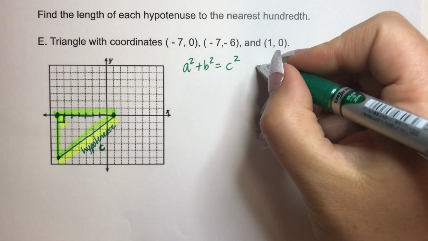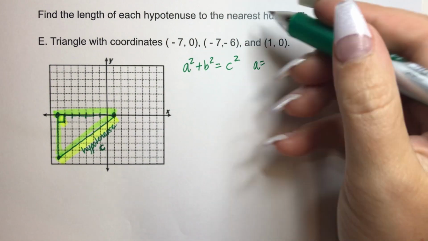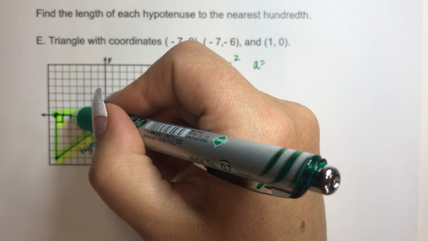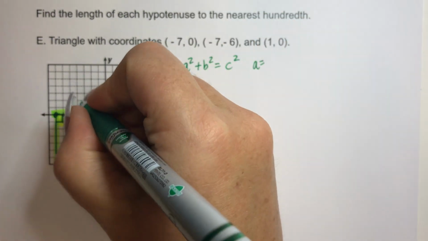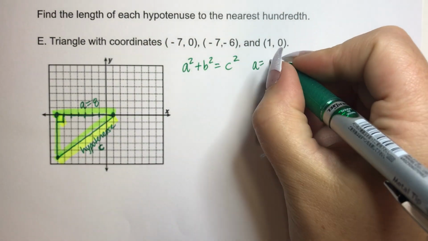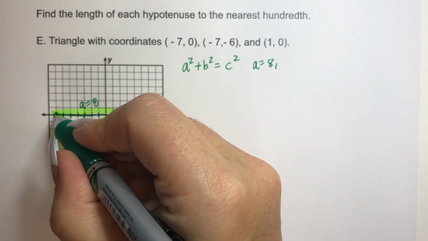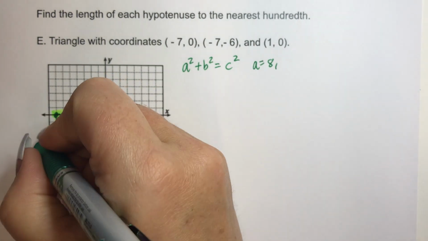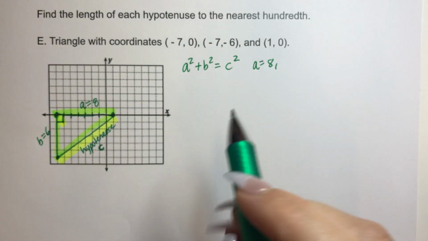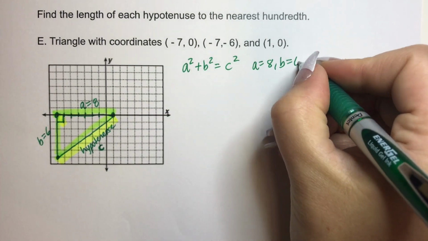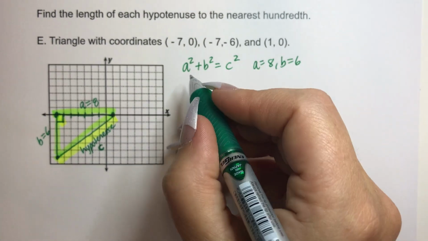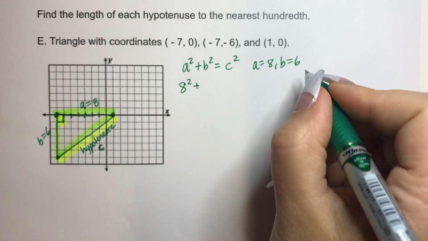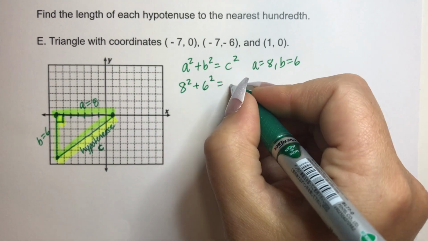So let's go ahead and label our sides. I'm just going to call this side A. So this is 1, 2, 3, 4, 5, 6, 7, 8. So A is equal to 8. And B would be right here. So the side length of this is 1, 2, 3, 4, 5, 6. And it's nice just because you can count. B is equal to 6. All right, we just substitute those values in. So 8 goes in for A, and 6 goes in for B.